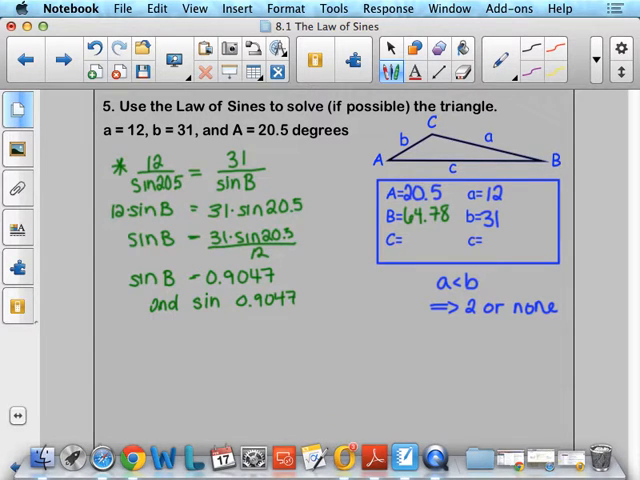Okay, so since we got an answer for B, we did not get an error this time. This means that there are 2 triangles. Okay, so we're going to go ahead and finish out finding the rest of this triangle. Okay, so we can find capital C because we know 20.5 plus B plus C is 180. And so C is 94.72.